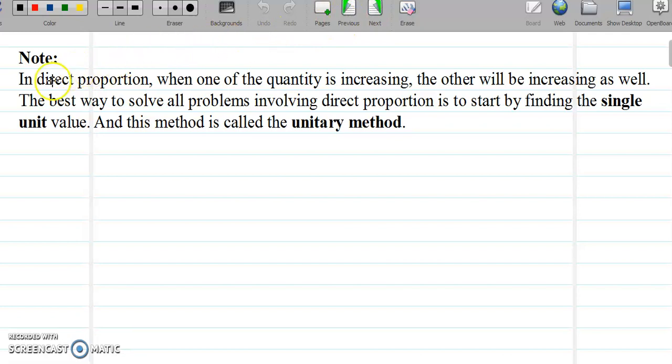Okay, so we have to note this first, that in direct proportion, when one of the quantities is increasing, the other will be increasing as well. That is what we call a direct proportion. And when one quantity is decreasing, the other will be decreasing as well. So the best way to solve all problems involving direct proportion is to start by finding the single unit value. And this method is what we call the unitary method.